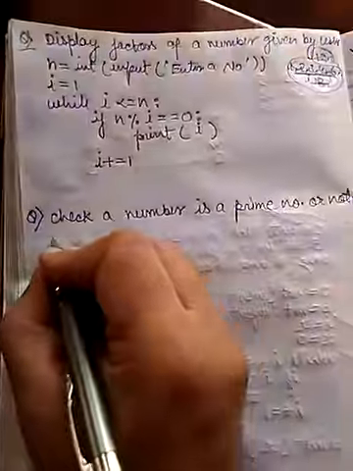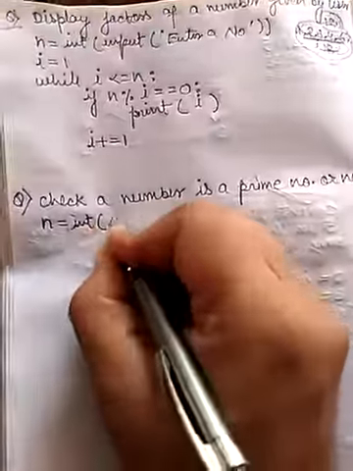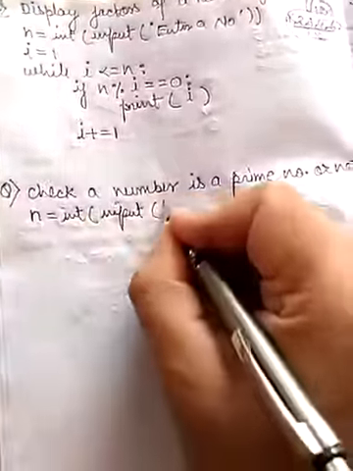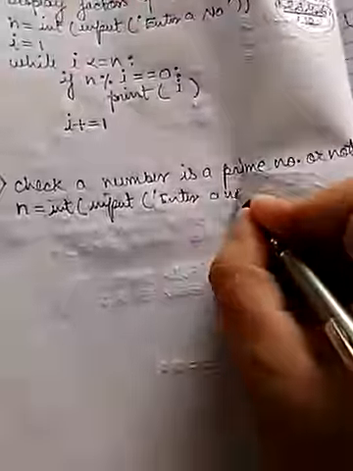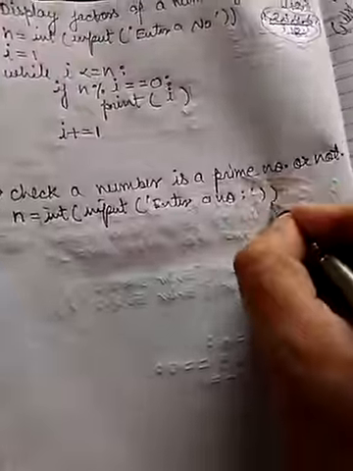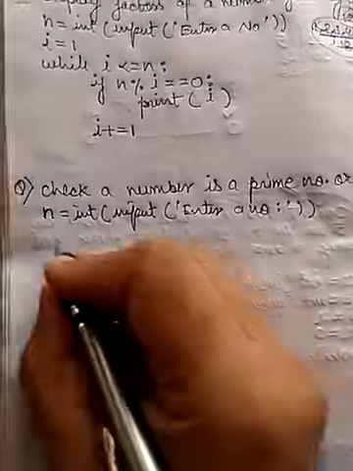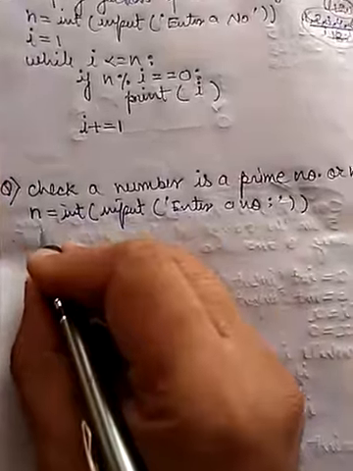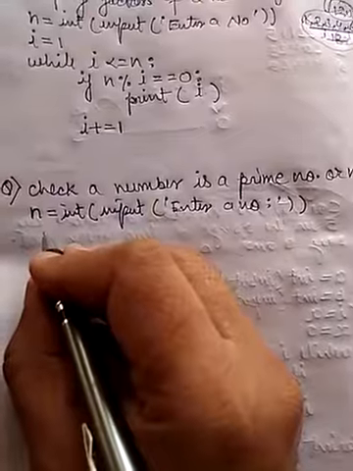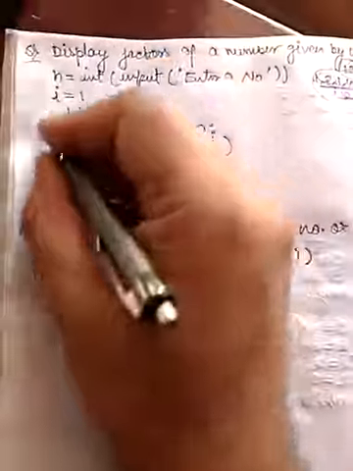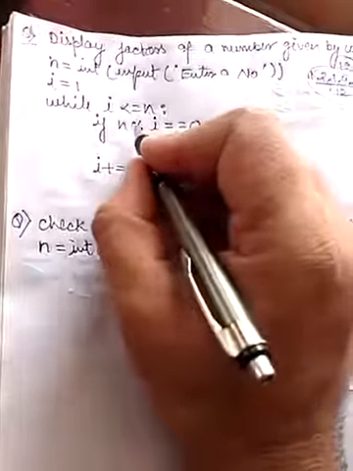So let's start. First, we are reading a number, let us say int input, enter a number. This is the number which is required to be checked, whether it is prime or not. So we have read the number. Now to check whether this number is prime or not, first we need to count the factors of that number. So to count the factors, we have to again apply this process, that we check whether it is divisible by the numbers from 1 to n.